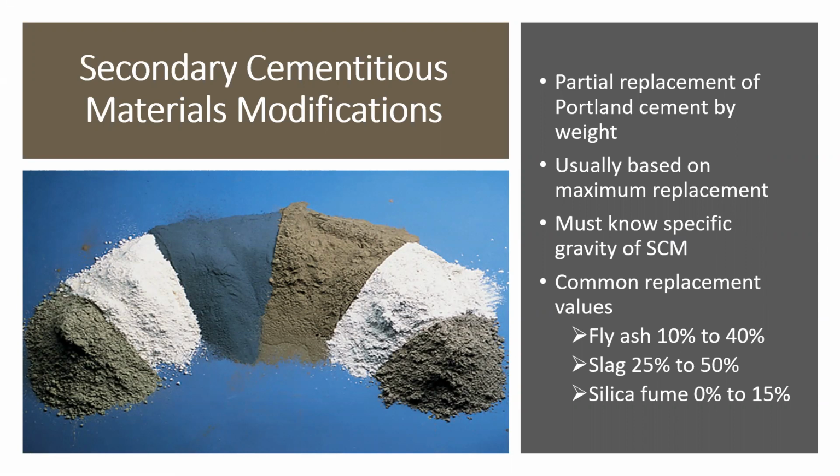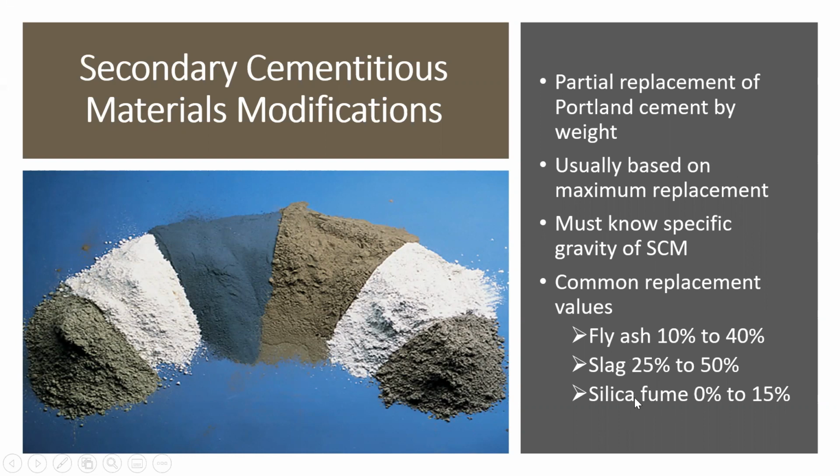So fly ash can range from 2.0 all the way up, I think I've seen up to like 2.9 for the specific gravity. So in this class, I'll obviously give you those numbers, but it's important to realize they're not all the same. Specific gravities change with these materials. It's not like cement where it's 3.15. These are common replacement values for whether it's fly ash or slag or silica fume.